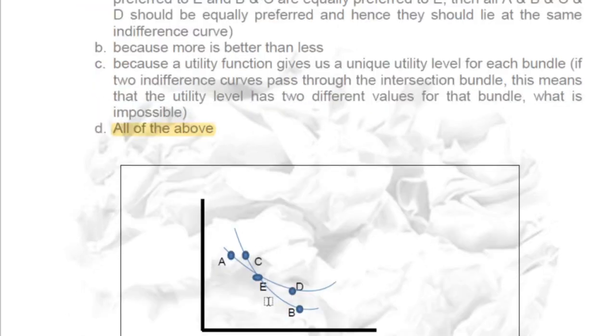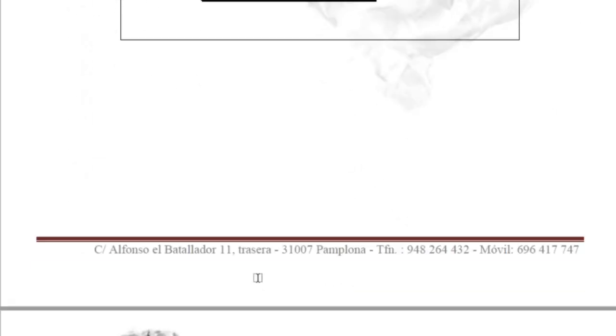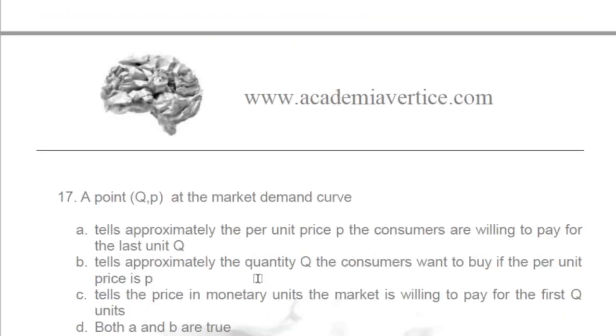Okay, if two indifference curves cut, that's impossible. If this from A to D is a utility level 1, and this other curve is an indifference curve of utility level 2, so at point E we should have utility level 1 and 2 at the same time. That's impossible.